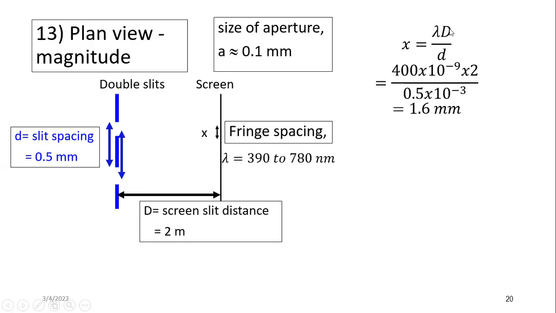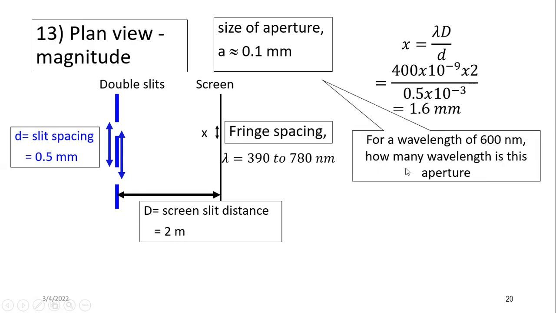Okay, so if we calculate using this formula, which we will derive for you later, lambda, if we take it as 400 times 10 to the power minus 9, capital D is 2 meter, and small d is 0.5, change it to meter. Now you can see that using all these magnitudes, we get X very small, very hard to measure. That's why you have to use a vernier, or we call it a traveling microscope.